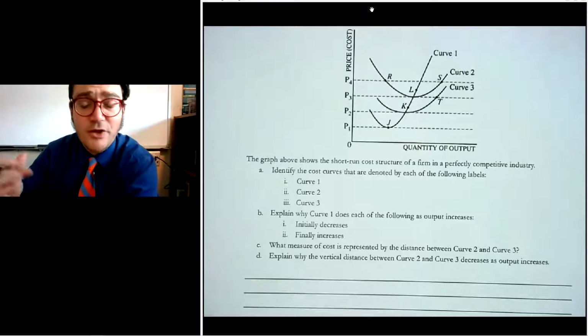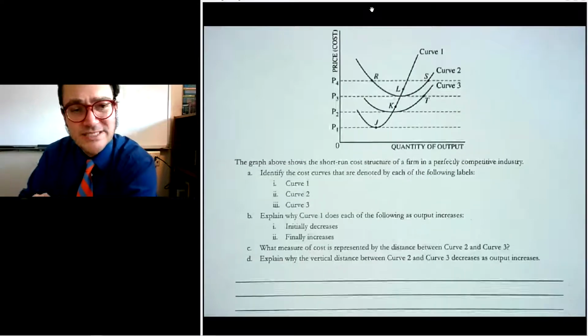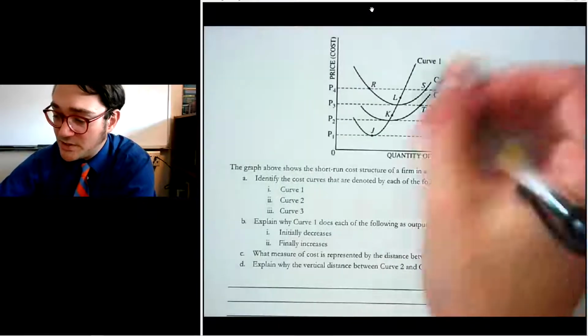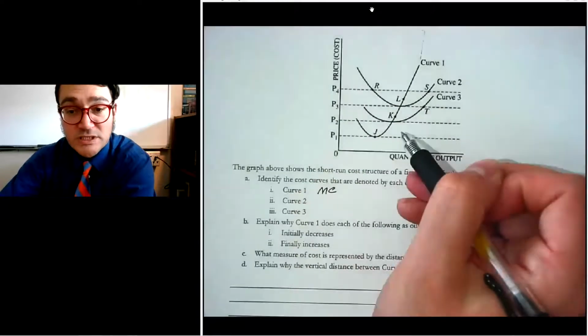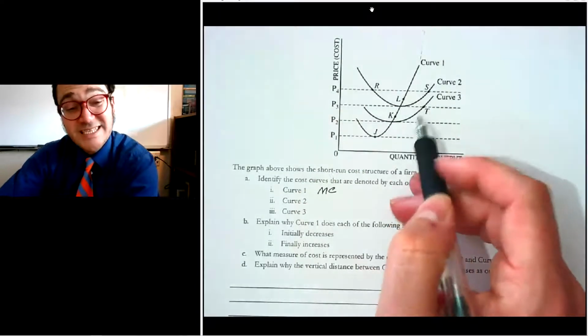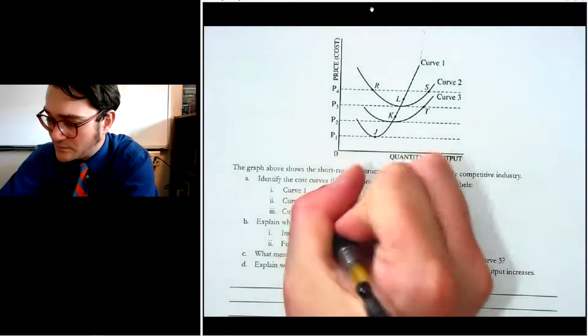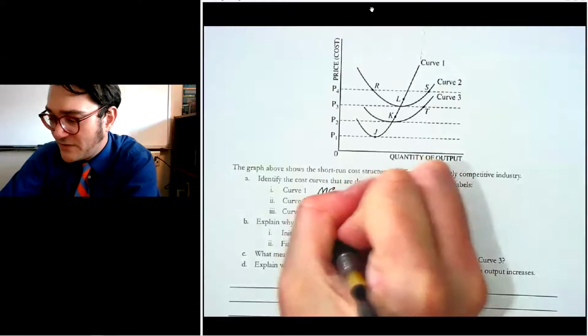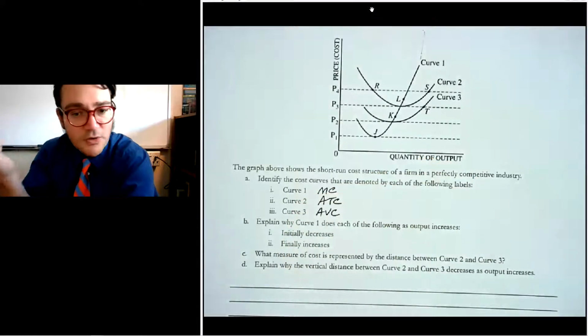So hopefully at this point in the unit, you should be able to say that's marginal cost, that's AVC, and that one's ATC. So this Nike swoosh one, that's MC. And then 2 and 3 both look pretty similar, but we know that AVC is part of ATC, so ATC has to be curve 2, and AVC is curve 3. That's because AVC is smaller than ATC.